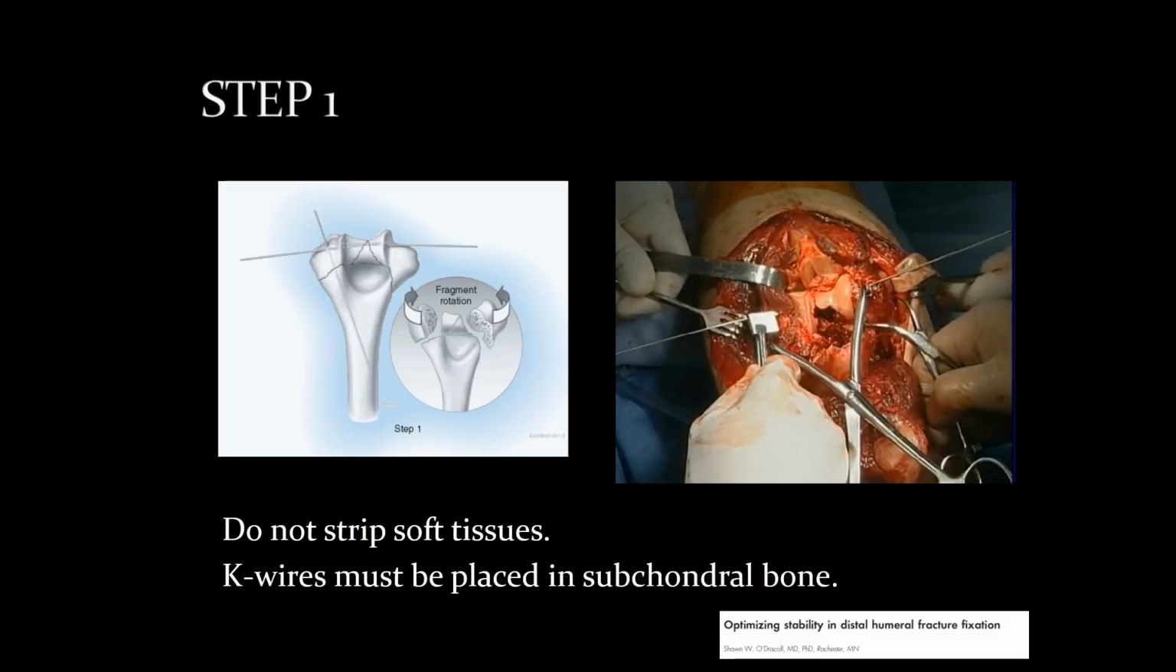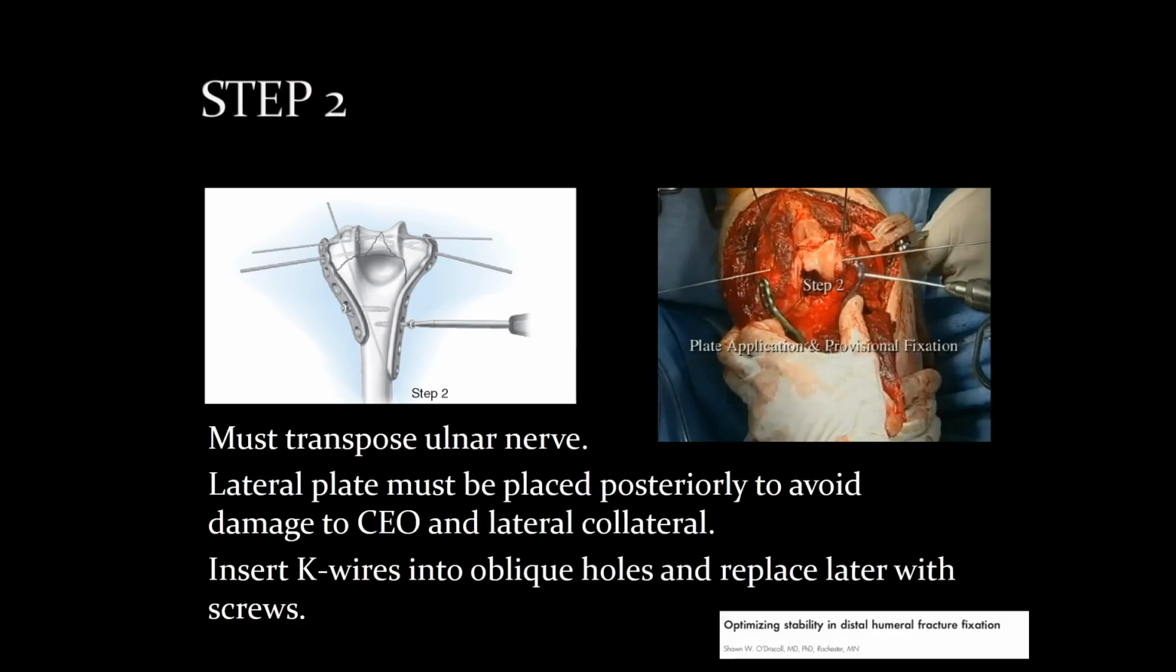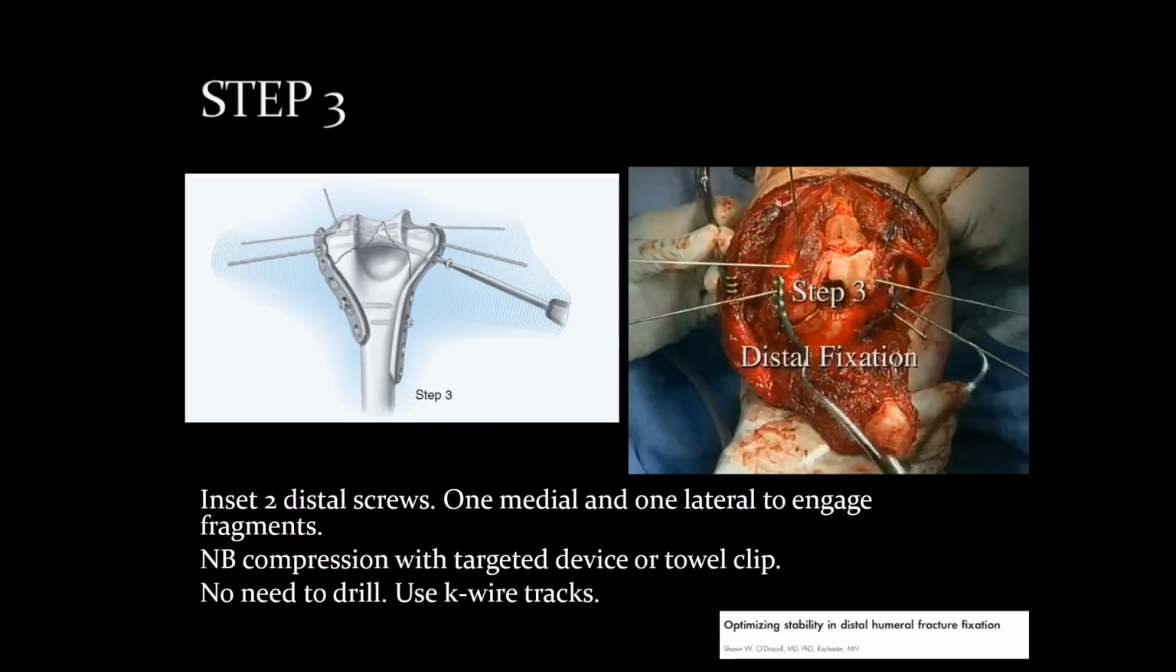So slightly more detail. Step 1, the articular reduction. Don't strip the soft tissues. Place K-wires right in the subcondylar bone as far as you can, just to stabilize the fracture, to get the articular reduction of the fracture fragments. Step 2, you must transpose the ulnar nerve to get it away from the plate. Place the lateral plate as posterior as possible to avoid damage to the common extensor origin and the lateral collateral, and insert the K-wires into the oblique holes of the plates, and you can replace these later without drilling them again.